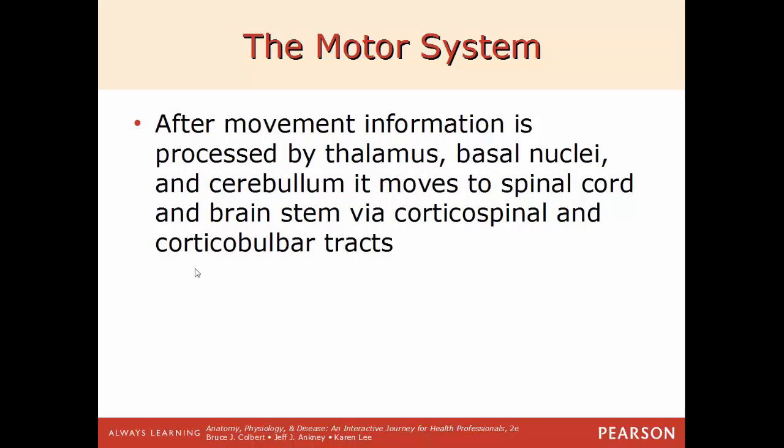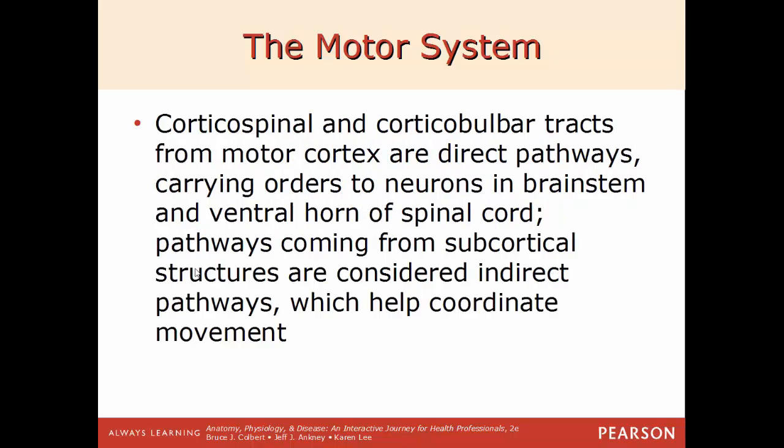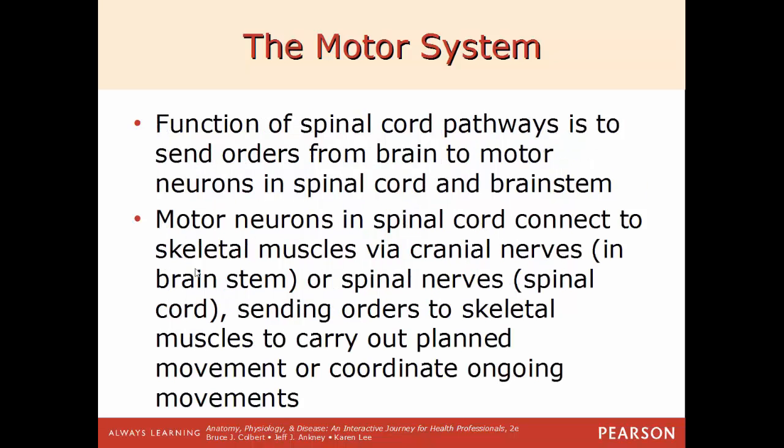After movement information gets processed by the thalamus, the basal nuclei, and the cerebellum, it moves to the spinal cord and the brainstem via the corticospinal and the corticobulbar tracts. Both the corticospinal and the corticobulbar tracts from the motor cortex are direct pathways carrying orders from neurons in the brainstem to the ventral horn of the spinal cord. And pathways coming from subcortical structures are considered indirect pathways because they help coordinate movement. The function of the spinal cord pathway is to send orders from the brain to the motor neurons in the spinal cord and then the brainstem.